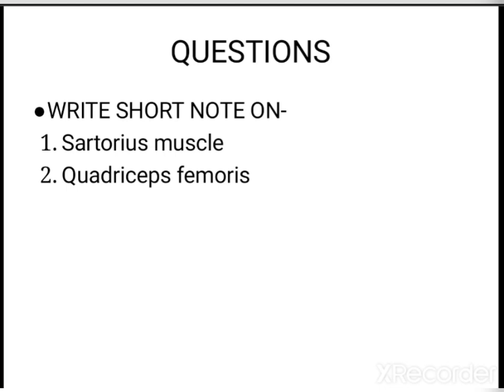Now the questions related to the muscles of the front of the thigh include: write a short note on the sartorius muscle. In this you have to mention the attachments of the sartorius, nerve supply and its action. Also include another name for this muscle, that is the Tailor's muscle. Then the second question is about the quadriceps femoris. Quadriceps femoris includes four muscles, that is rectus femoris, vastus lateralis, vastus medialis and vastus intermedius. In this question we have to include all these four muscles along with their attachment, nerve supply and action.